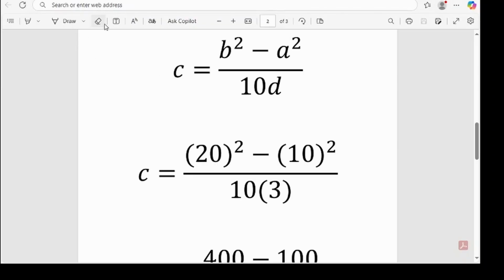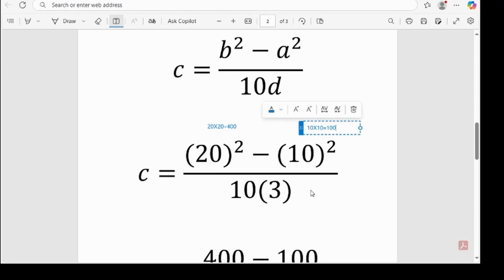Right, so 20 squared is giving us 20 multiplying 20, or 20 times 20, right? So 20 times 20 will give you 400, okay, and 10 squared is seen as 10 multiplying itself, 10 times 10, which is equal to 100, right?